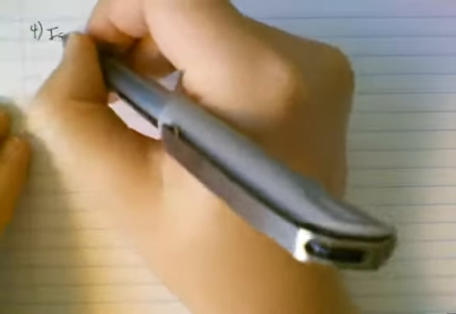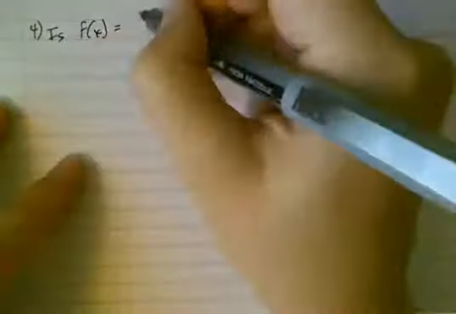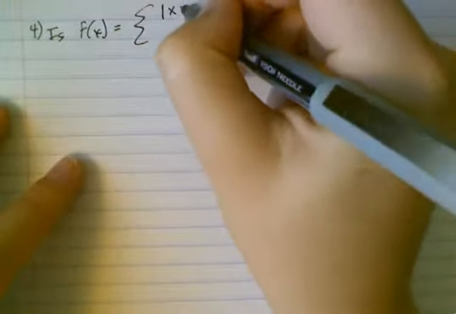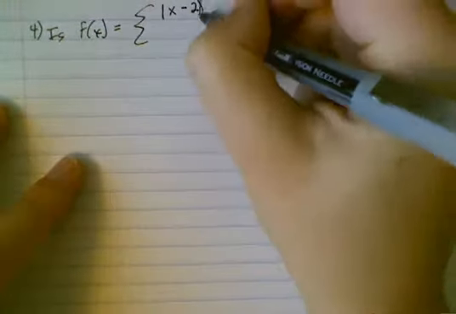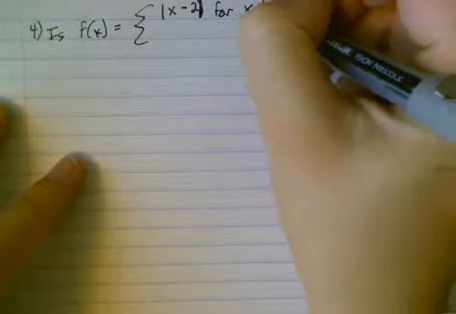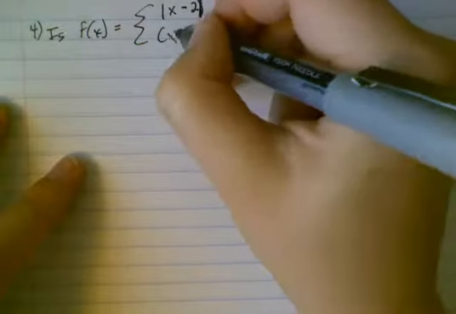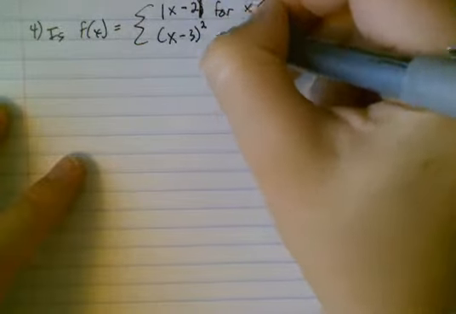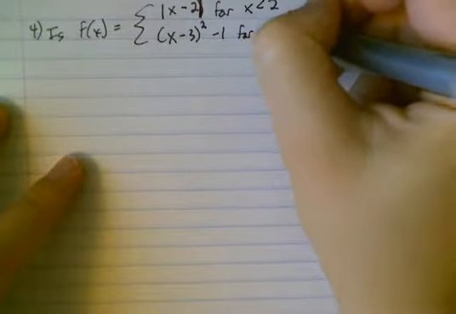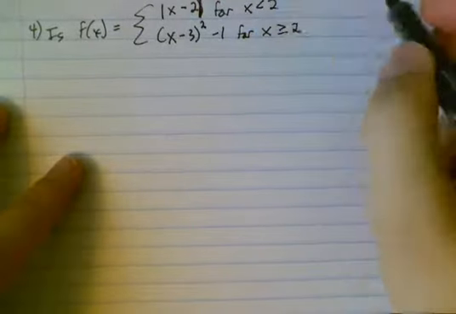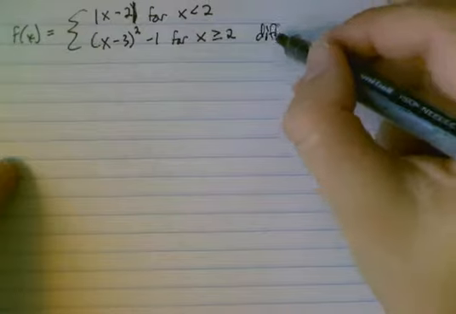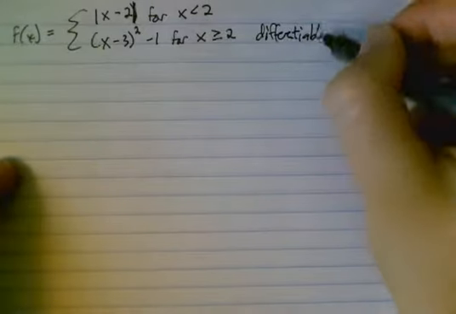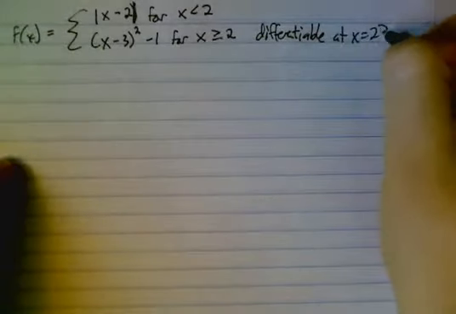The same thing can be done if the absolute value is already part of a piecewise function. So let's look at, is f of x, which equals absolute value of x minus 2, for x is less than 2, versus x minus 3 squared minus 1, for x is greater than or equal to 2, differentiable at x equals 2.